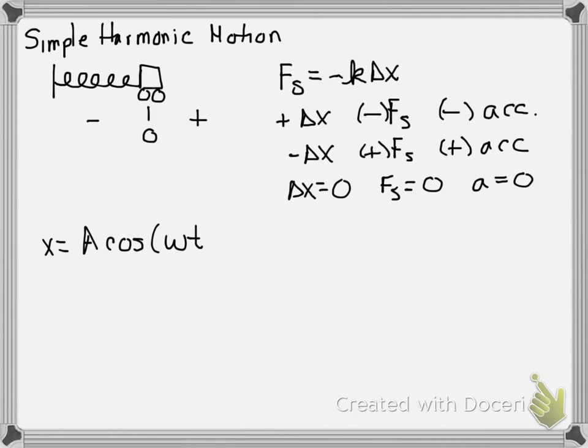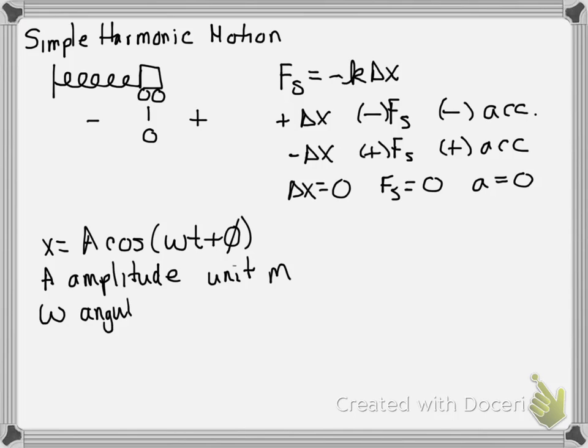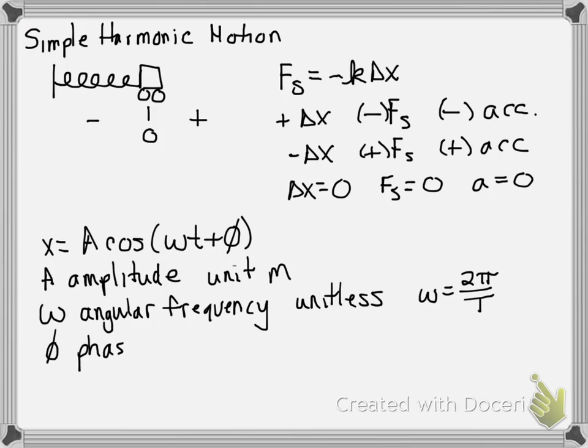So then we have this equation, x equals A cosine of omega t plus phi. A is the amplitude. The units would be meters, or centimeters, some kind of distance unit. Omega is angular frequency. You have this expression, omega is 2 pi over the period. That must be unitless in there because the argument for cosine has to be unitless. You can't take the cosine of seconds, for instance.